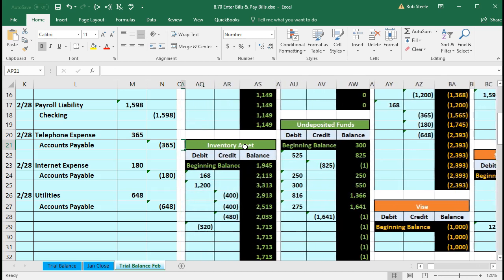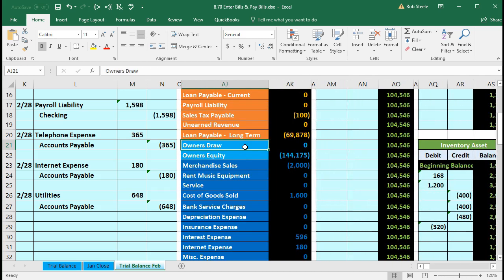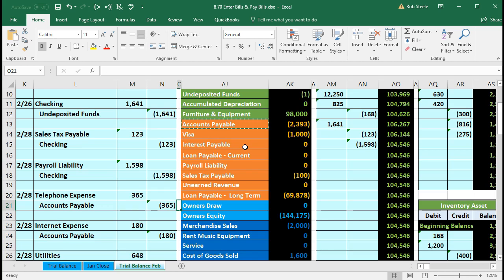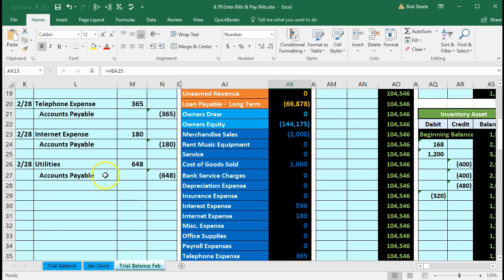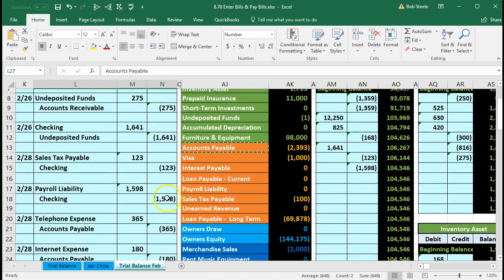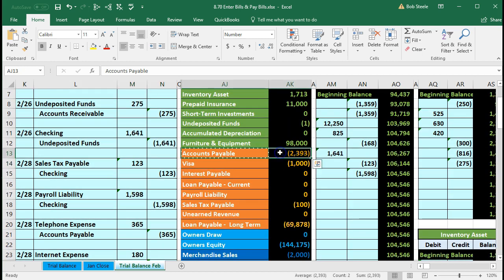Let's double check that and make sure that it is indeed the case. So there it is in AK13, 2,393. Now we've recorded this to the accounts payable here and the General Ledger giving the detail by date, but we also need the detail by person or company who owes us money, that called the vendors.